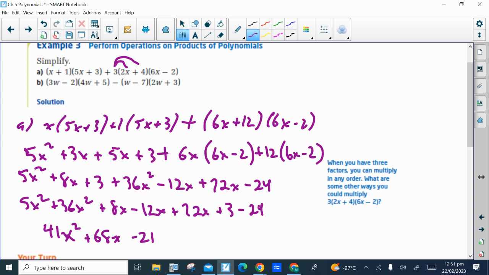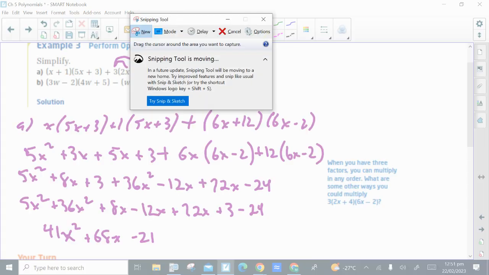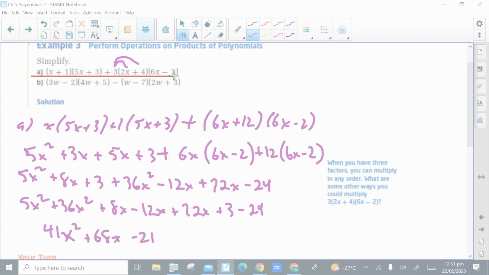Follow the order of operations. You do your multiplying first, then you do your addition. So let me copy B to a new page here.